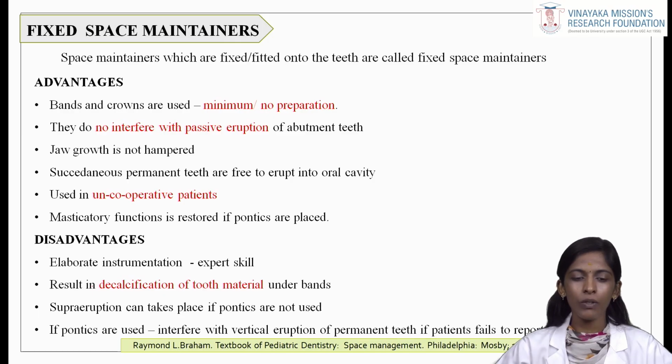Its advantages include: bands and crowns are used with minimal or no preparation, and they do not interfere with passive eruption of the abutment teeth, the jaw growth is not hampered, and the succedaneous permanent teeth are free to erupt into the oral cavity. It can be used in uncooperative patients, and masticatory function is restored if pontics are placed.